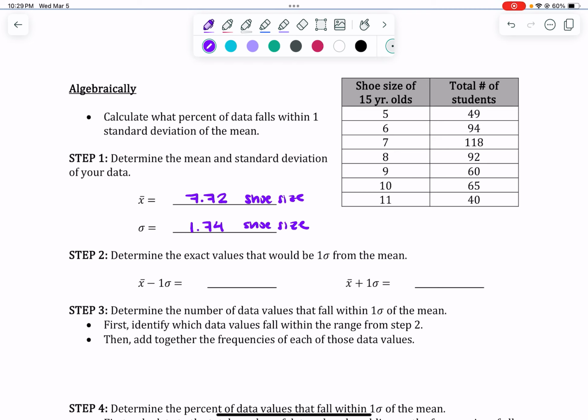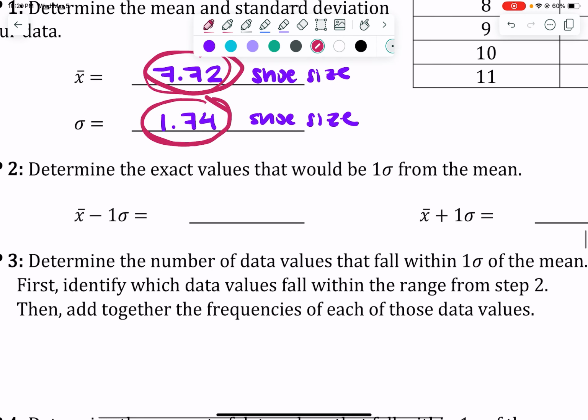Now that we have that information, we should be able to find the two boundaries, the lowest value and the highest value, in which 68% of data falls between. Now, I know that those two boundary lines are my mean minus one standard deviation and my mean plus one standard deviation.